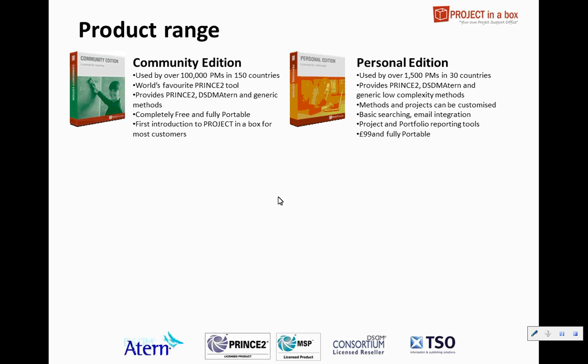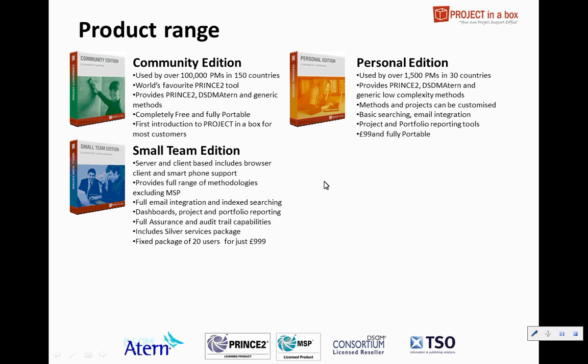Personal Edition works in exactly the same way as Community Edition. It's the same technology base, so again it can be used fully portably. You have to buy it, it's £99 plus VAT if appropriate, and it's being used by a lot of dedicated project managers to professionalise the way they're delivering their projects. It does all the things that Community Edition does, but you can then edit the projects that have been created. You can also edit the methods so that you can create new projects of your own type and with your own templates in, etc. And you can do reporting on the projects, and you can directly integrate with email for sending files out to colleagues.